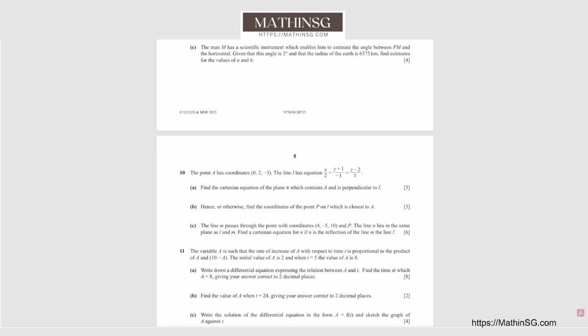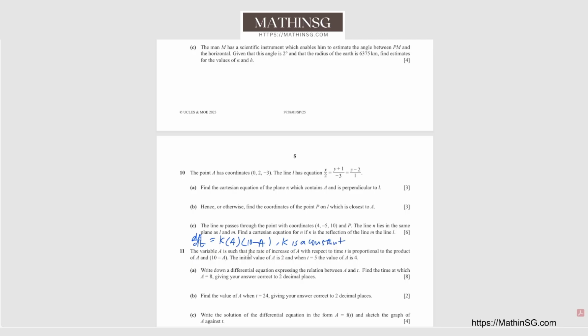Moving on to question 11. In question 11, we are given the variable a is such that the rate of increase of a with respect to time t is proportional to the product of a and 10 minus a. To write this as a differential equation, we'll write it as dA/dt, because rate of increase simply means that the rate of change is positive. You don't need to add a negative sign. So dA/dt is proportional to the product of a and 10 minus a. So you can write dA/dt equals ka(10 minus a), where k is a constant.